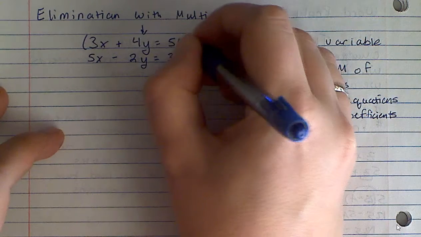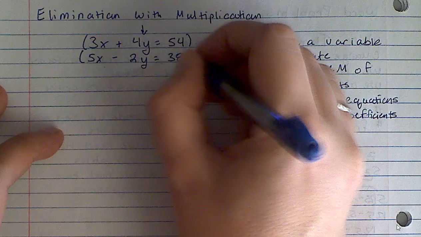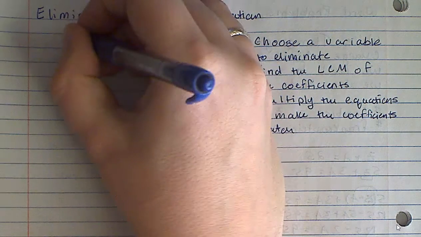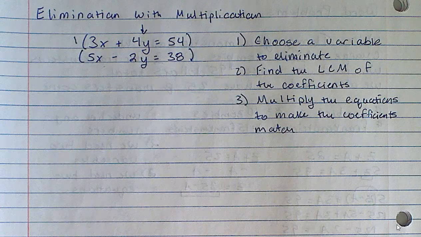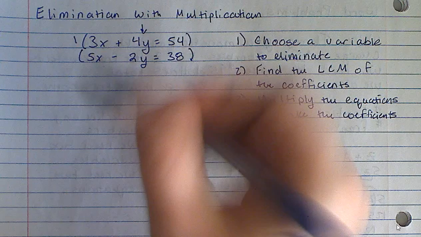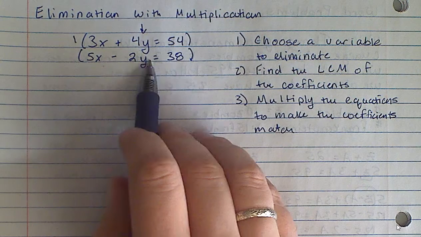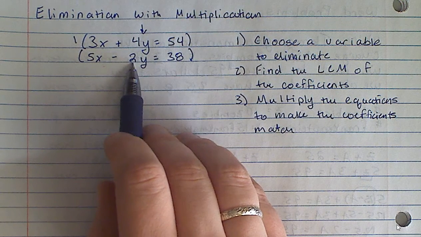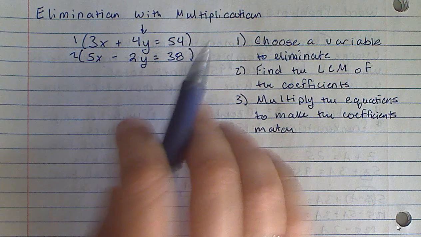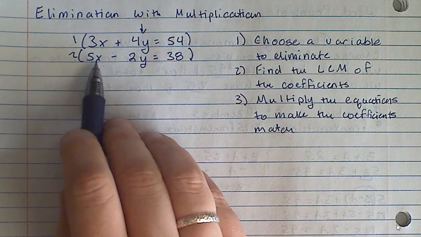In this top equation, what do I have to multiply it by to make the coefficient of y be 4? I'm going to multiply everything in this equation by 1. In this bottom equation, I don't care about the sign in this case. What do I have to multiply everything in this equation by to make this number become 4? 2. Again, I don't care about the sign, I'll deal with that sign in just a second. So I'm going to multiply everything in this bottom equation by 2.